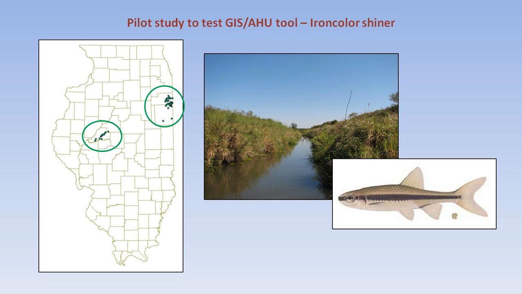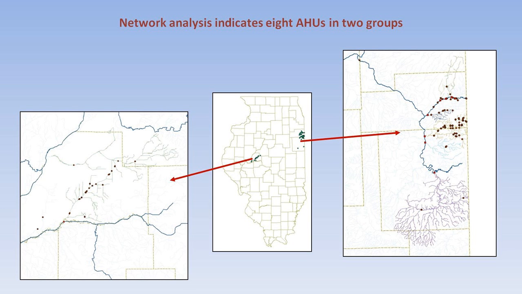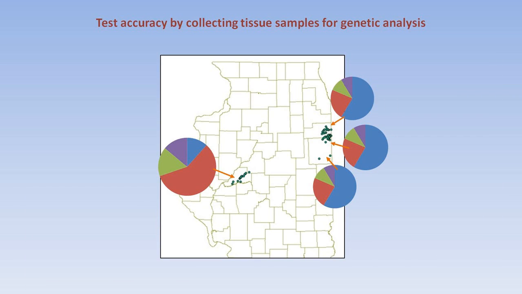And of course we wanted to test this because at this point it was all theory, so we used Ironcolor shiner, which is a small minnow species, and it has 2 widely distributed populations that you can see there on the map. But in fact, when we run these locations through this Network Analyst tool, it tells us that we have 8 distinct populations, the one that exists there in western Illinois, but 7 more that exist there in eastern Illinois. So this is the output of artificial habitat units that ArcGIS tells us we have.